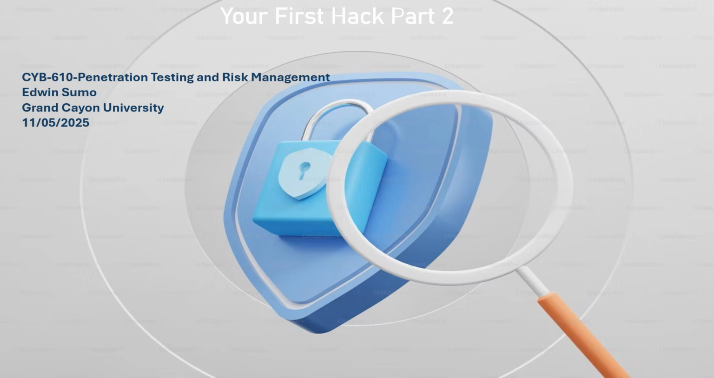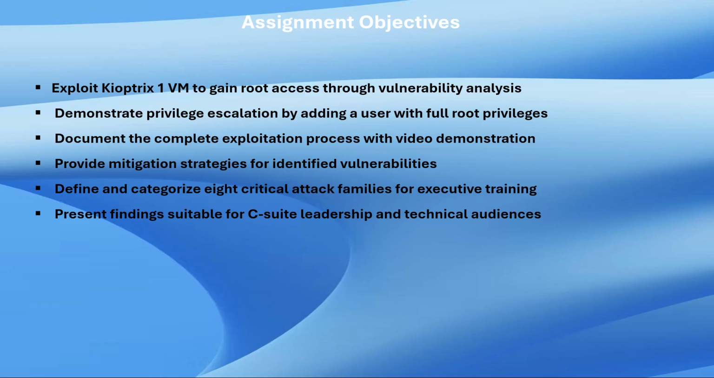Let's begin by reviewing the assignment objectives. The assignment has two main components. First, I will exploit Capcheck 1 to gain root access and add a user with full root privileges. Second, I will present mitigation strategies that don't require system upgrades, focusing on network segmentation and compensating controls. Finally, I will define and categorize 8 attack families for C-suite executives to understand the modern threat landscape. Now, let's move into the lab environment.